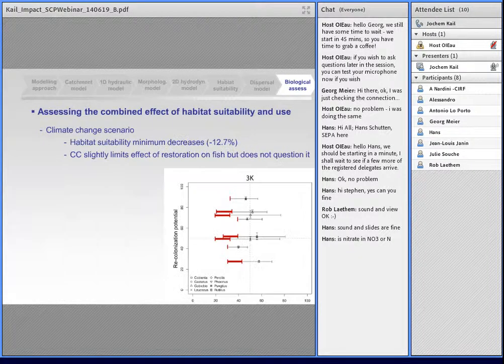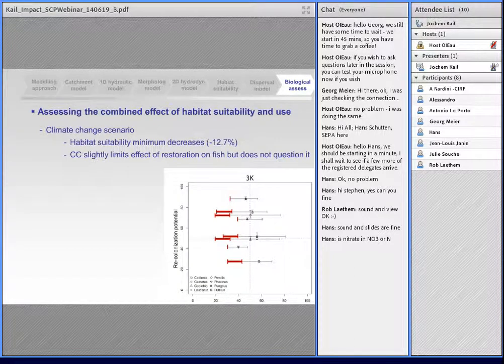So what about the influence of climate change? We mainly looked at the minimum values, so the month which has the lowest habitat suitability. And these red bars here indicate that for many fish species, this minimum value, this bottleneck, decreases. So obviously climate change will have an effect on the habitat suitability.